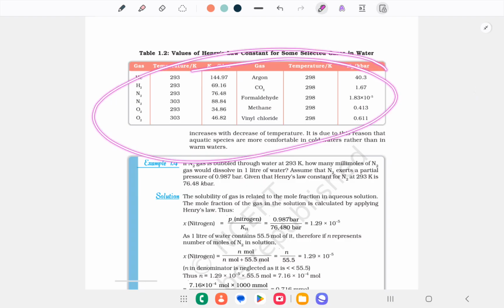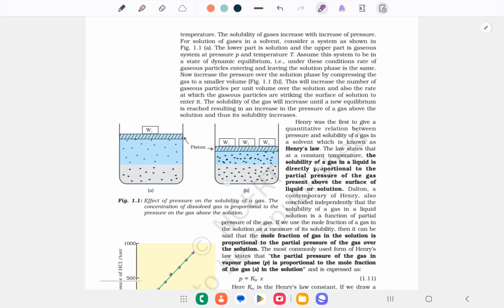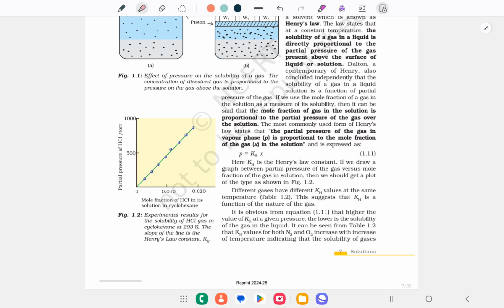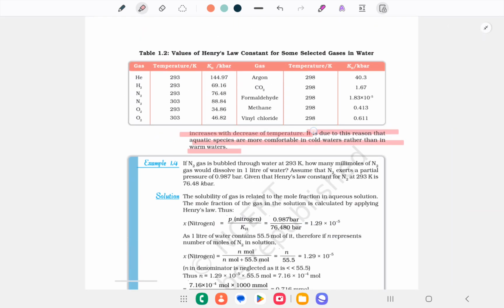We can understand this part by this given table. So if we have a high value of KH, then the solubility is low, and this point is very important. That is the reason why aquatic species are more comfortable in cold waters rather than hot waters. So the solubility of the gas increases with decrease in the temperature. These are the important points to note in the NCERT.